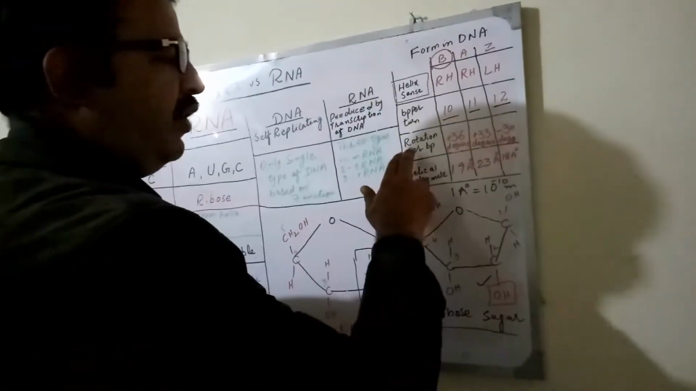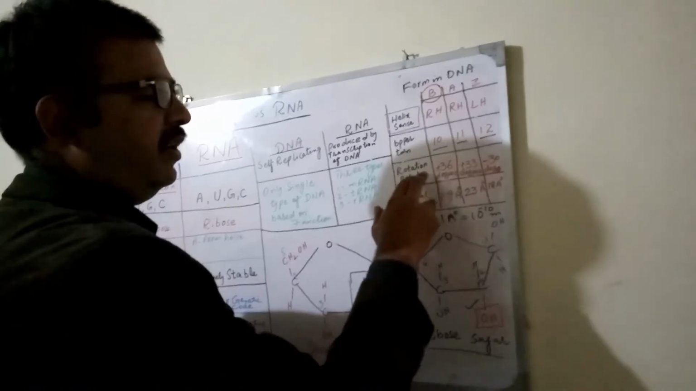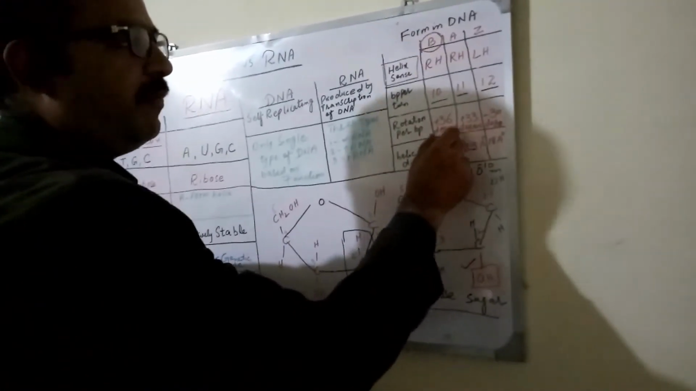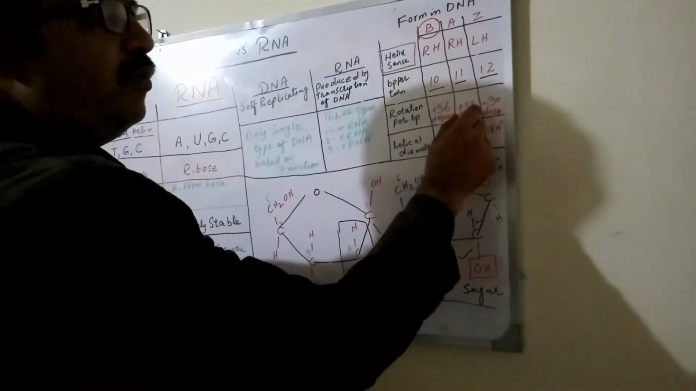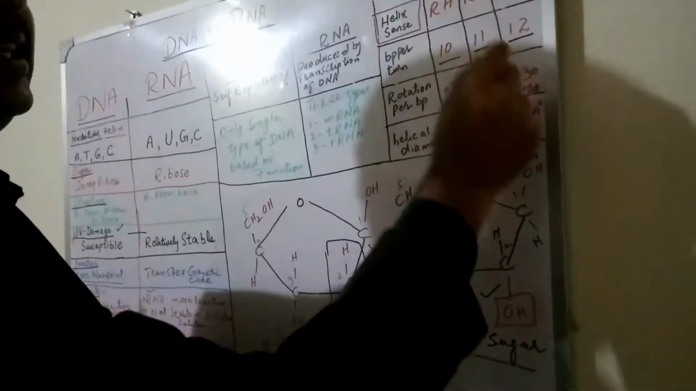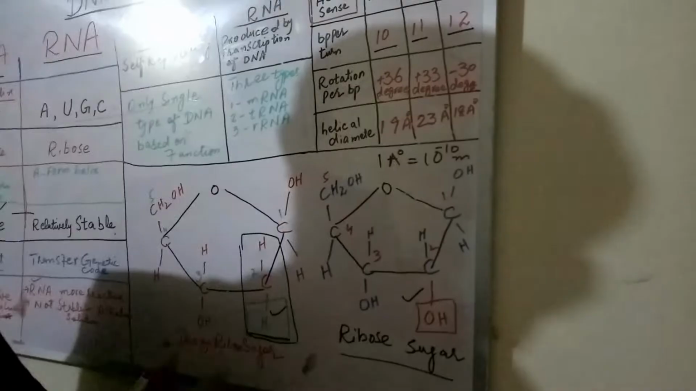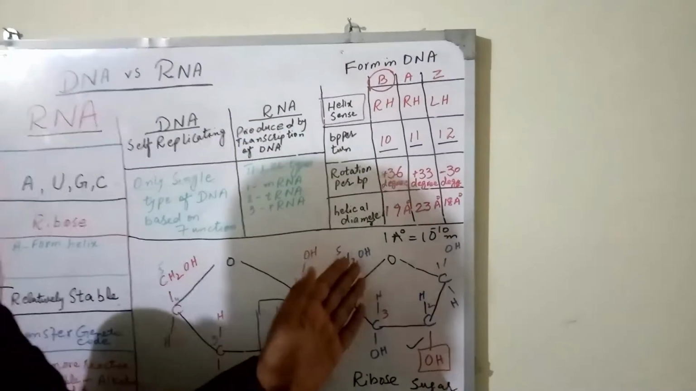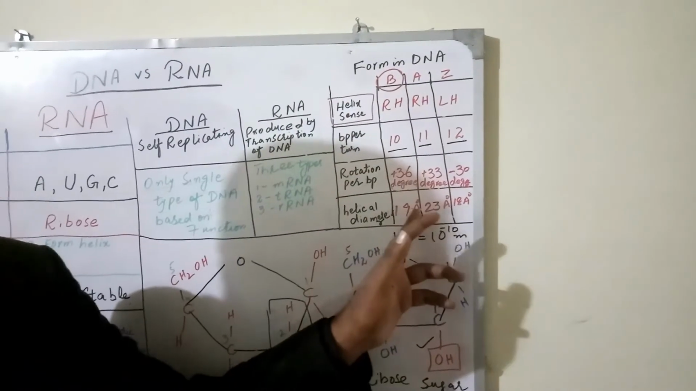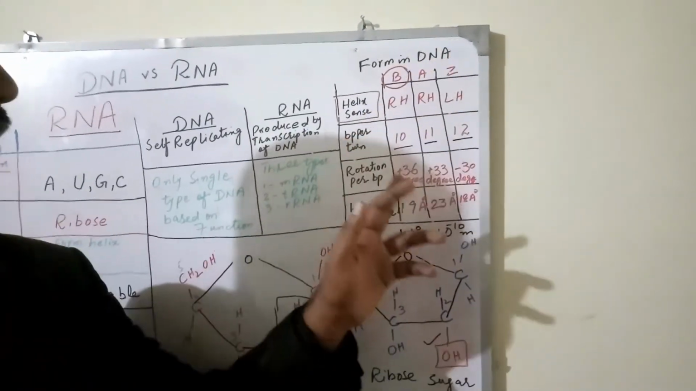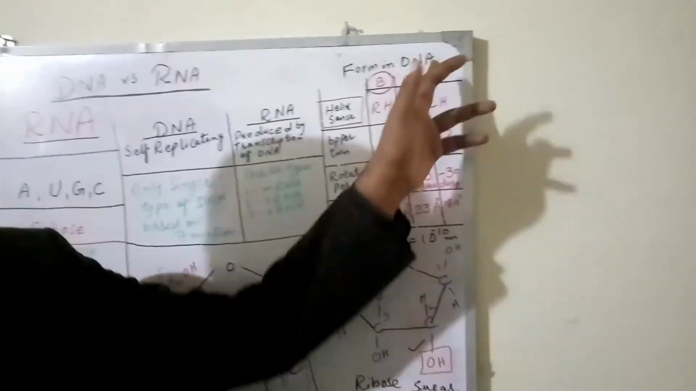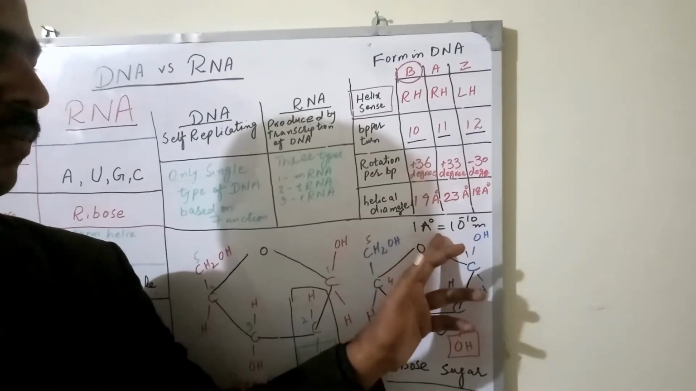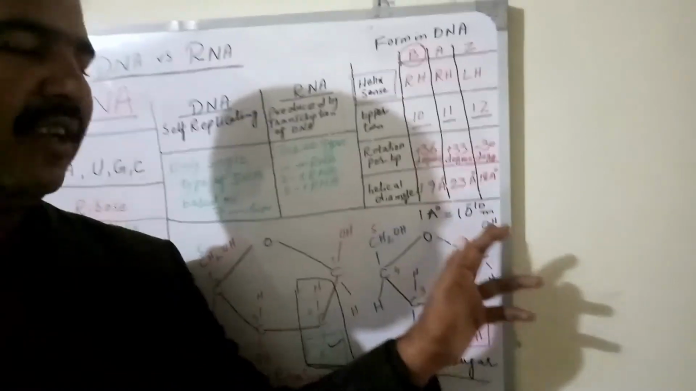If we see rotation per base pair in degrees, the B form has positive 36 degrees, the A form has positive 33 degrees, while the Z form has negative 30 degrees. Fourth difference is helical diameter. According to helical diameter, the B form DNA has 19 angstrom size, while A form DNA has 23 angstrom size, while Z form DNA has 18 angstrom size. Guys, 1 angstrom is basically equal to 10 to the power minus 10 meter.